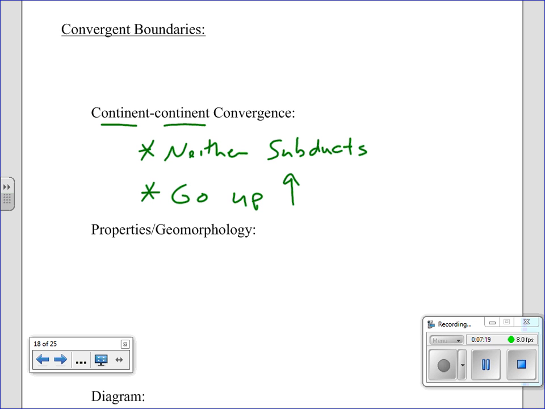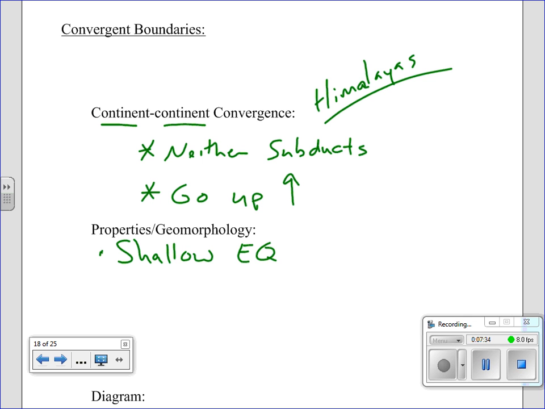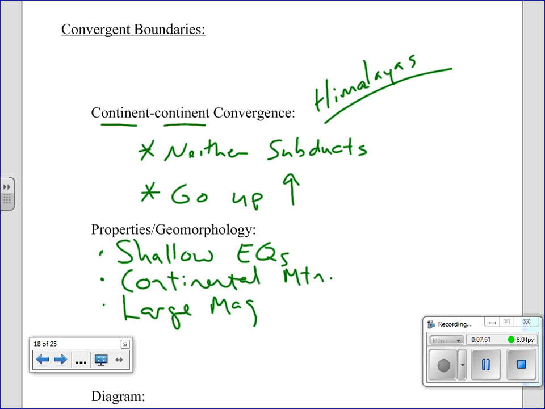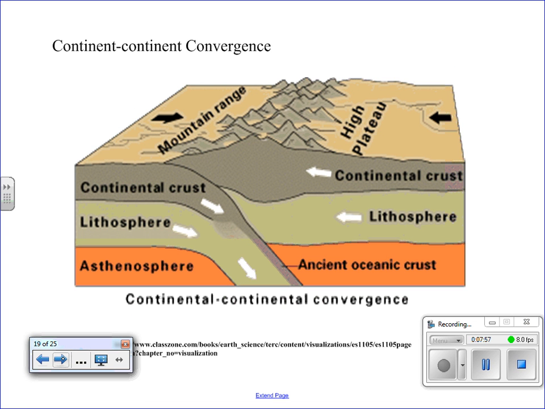Common features for this one. Well, first, the example of this would be the Himalayas. Tallest mountain chain in the world. In this case, we're going to have only shallow earthquakes because there's no subduction. No active volcanoes, again, no subduction. We're going to have a continental mountain chain. And typically, large magnitude earthquakes.